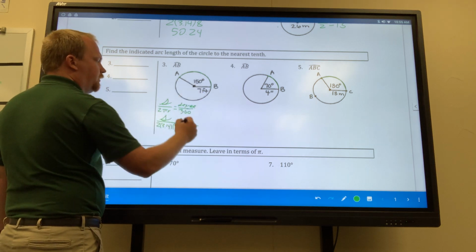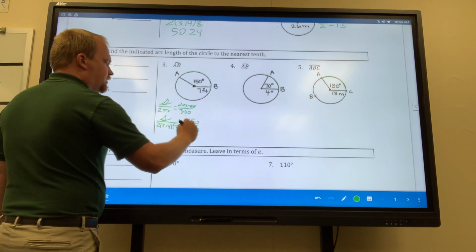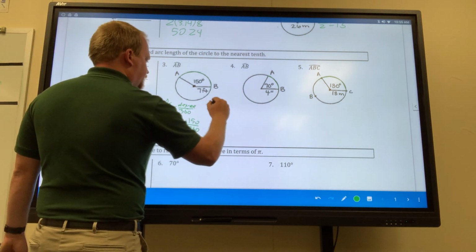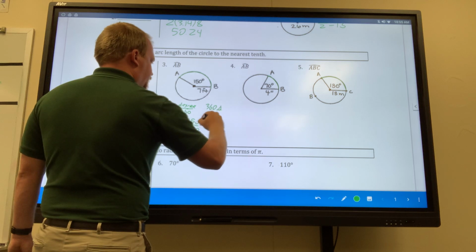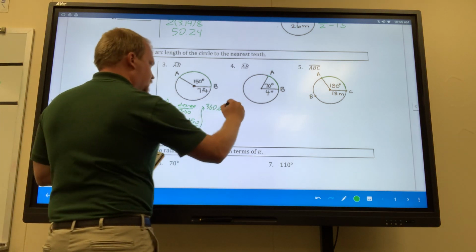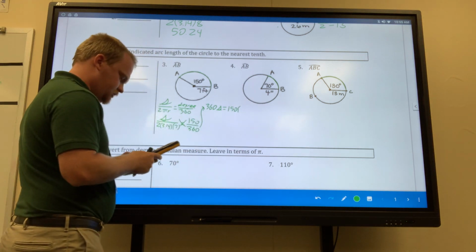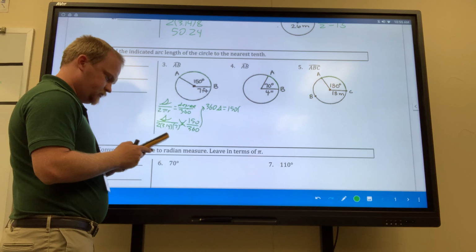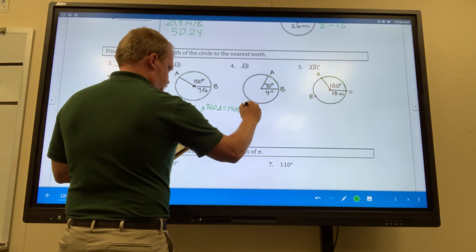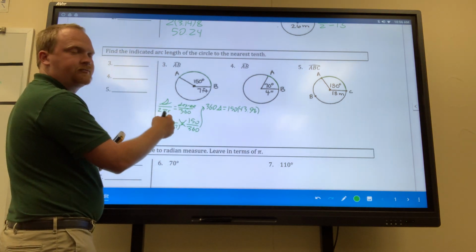Now the degree for it is 150 over 360. I want to cross multiply. So 360 times S, I'm just moving it over here, equals 150 times 2 times 3.14 times 7. That gives me 43.96. At least that's what my circumference is.